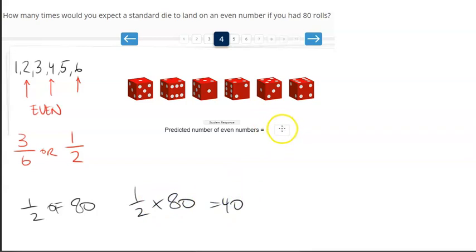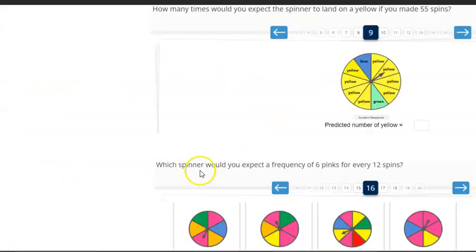So predicted number of even numbers. There's a bit of a tongue twister there. This is expected to be 40. Expected. Whether that actually happens is a different story. We're expecting 40 of these to be even.